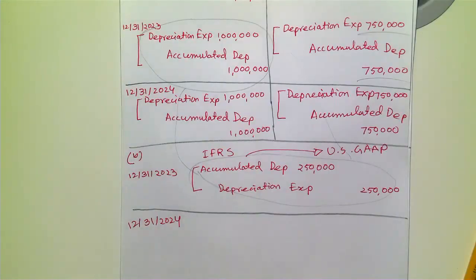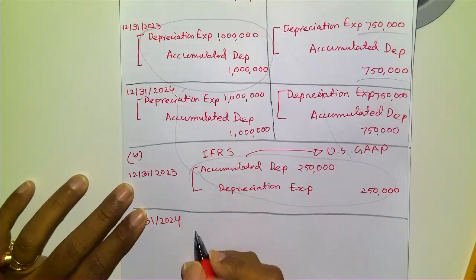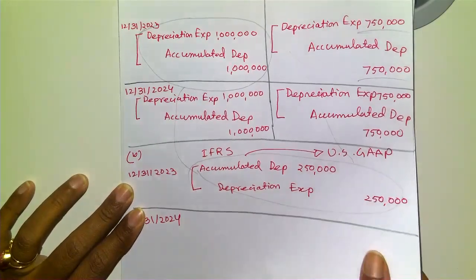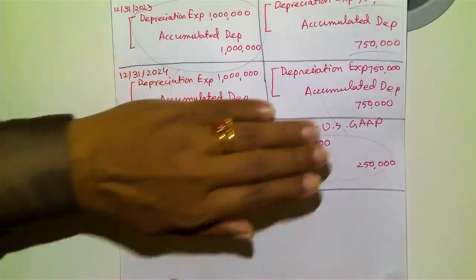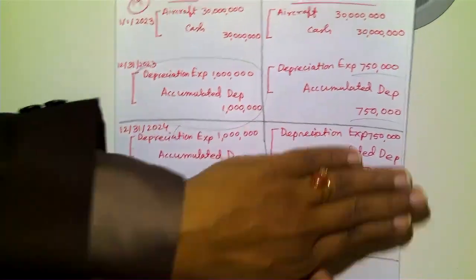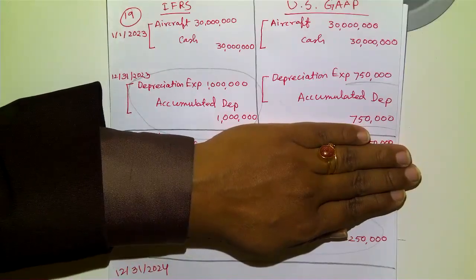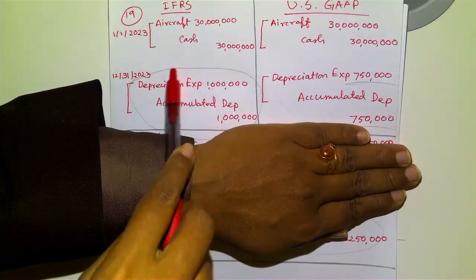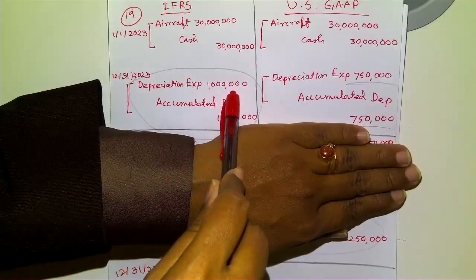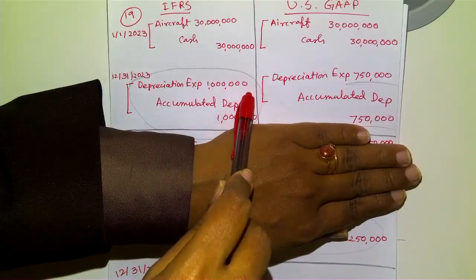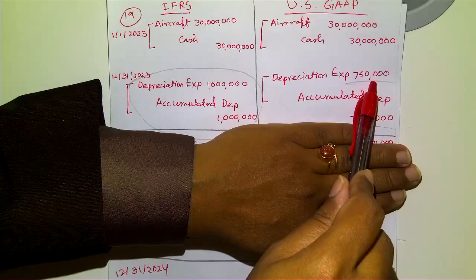So we have 2 points here. We'll do it. Another point, just think about 2023's net income numbers. You already mentioned it. Please, everyone, someone please try to think about it. 2023 depreciation expense for the IFRS was 1 million. GAAP was 750.